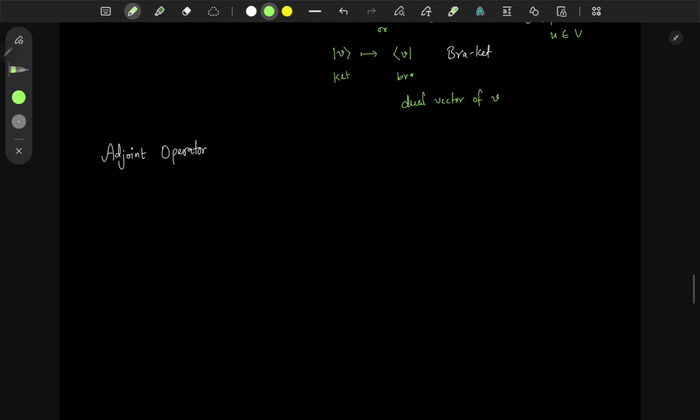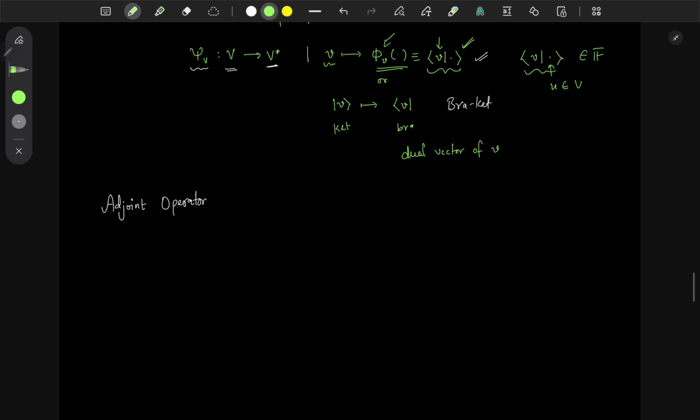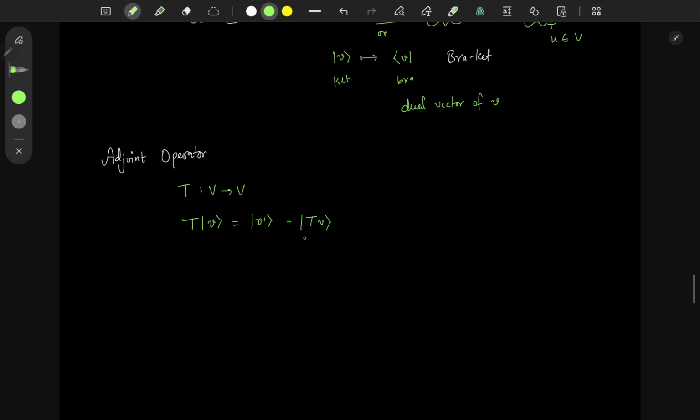Now, an adjoint operator is an operator on the dual space. Suppose you have a map from V to V such that it takes a vector v and gives you another vector v prime, or you can also write it as ket of Tv. Some people write it like this, some people write it like that, so it doesn't really matter.